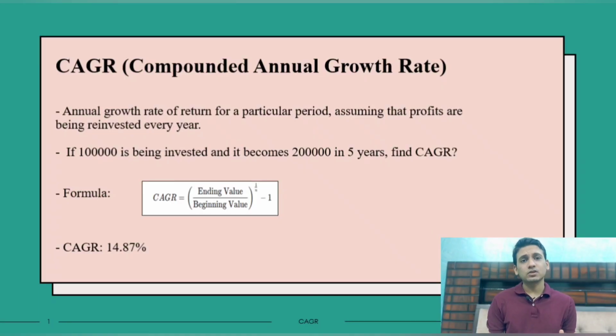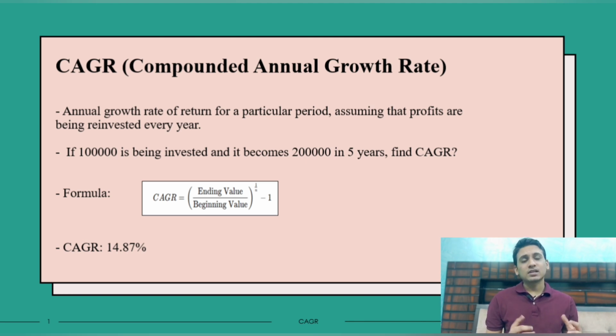We have quite a number of terms, so we will be dividing this video into two parts. Firstly, let's begin with CAGR, or compounded annual growth rate. It tells us the annual growth rate of return for a particular period, and it assumes that the profit is being reinvested every year. So CAGR basically removes the volatility, and it tells us the true average growth rate.